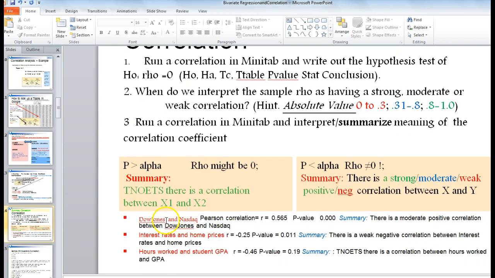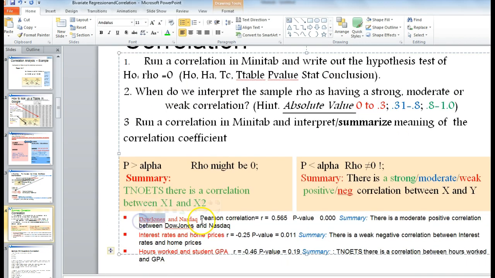We have Dow Jones and NASDAQ. These are two stock indexes. We got a Pearson correlation coefficient of positive 0.565 and a p-value of 0. What's the summary? Is there a correlation between Dow Jones and NASDAQ? Yes, there is a moderate positive correlation. My p-value is less than alpha.